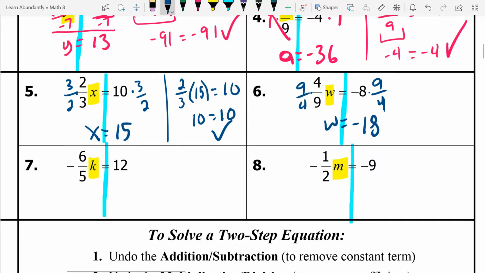If you're suspicious, we can check it. So I'm going to go ahead and type it in. 4/9 times negative 18. If I type that in my calculator, I get negative 8. So I get negative 8 equals negative 8. Checks out. Number 7, multiply by the reciprocal. Notice that we have a negative 6/5. So I'm still going to keep it negative, except it's going to be upside down because the reciprocal would be upside down.